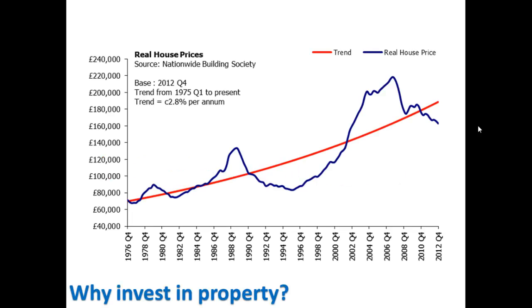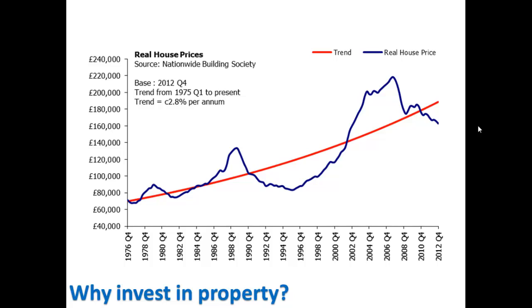So, if you look at this graph, this is the real house prices by Nationwide Building Society. They're a fantastic building society who create great information about the property market all the time. Great resource to use. Just briefly, if you look at the red line, that's the trend in the house prices. So the red line is the average increase in the house prices.